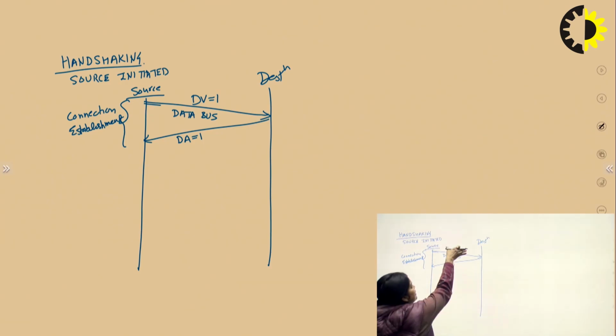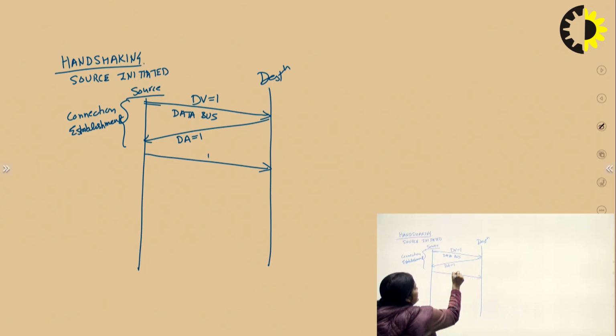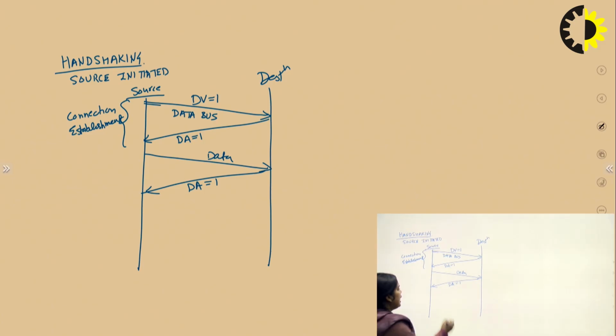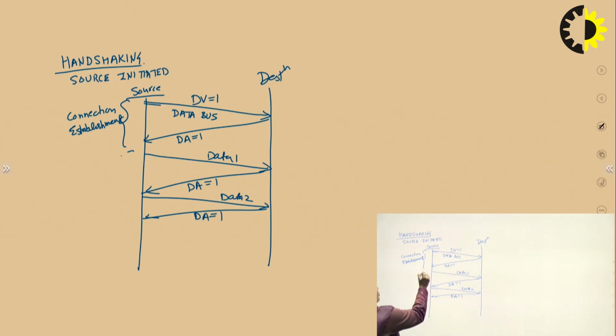Now, in the connection establishment, no data transfer is going on. In the second phase, the data is transferred. The source is transferring the data and the destination is transmitting the acknowledgement. Again, it is transferring the data. Suppose data 1, next data 2, and it is transmitting the data accepted line. Fine. It means there is a mutual consent and they are also acknowledging that I have received that data. This phase is called data transfer.